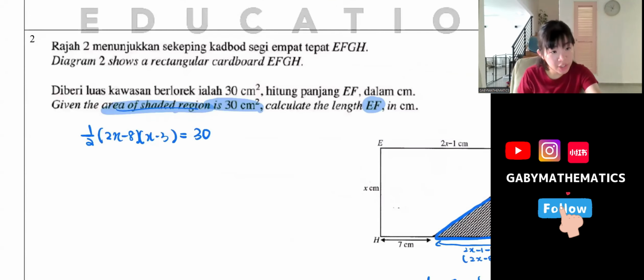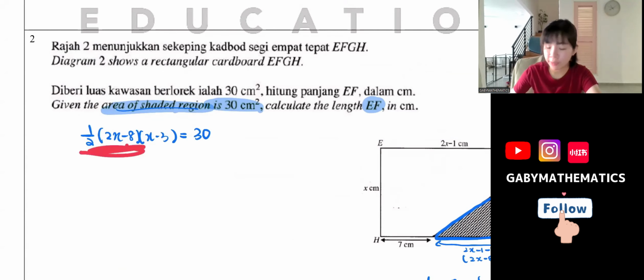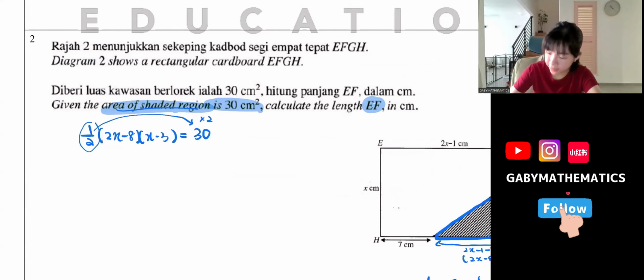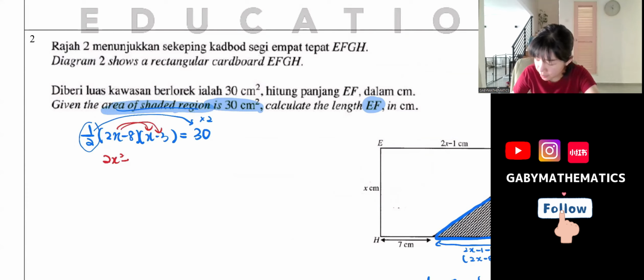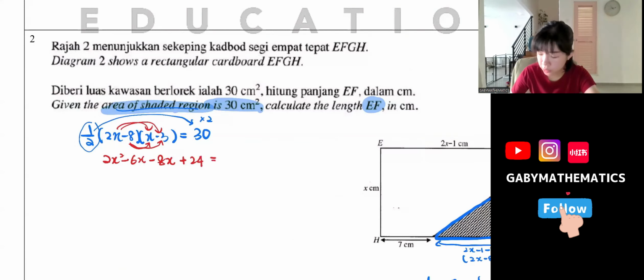Now you can arrange it in general form to find x. The 1/2, you can multiply into one of the brackets, or you can move it away. Maybe we can bring 1/2 over, so that it becomes times 2. At the same time, we can expand these two brackets. So 2x times x, 2x squared. 2x times negative 3, negative 6x. Negative 8 times x, negative 8x. Negative 8 times negative 3, positive 24. Equal, so just now 1/2 brought over times 2 becomes 60.